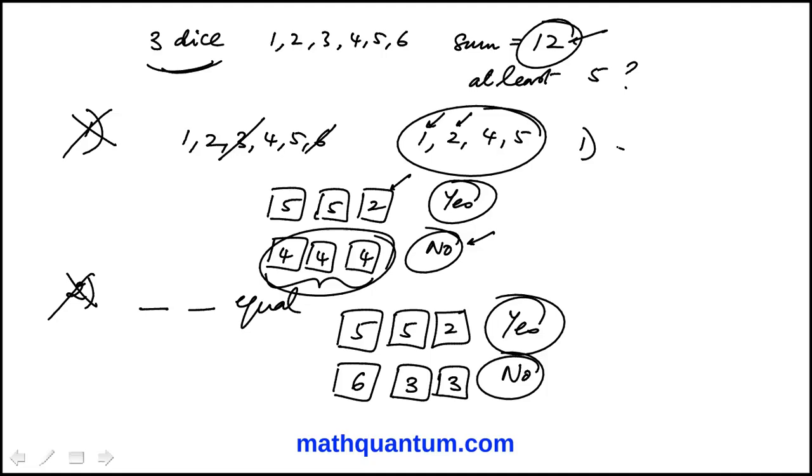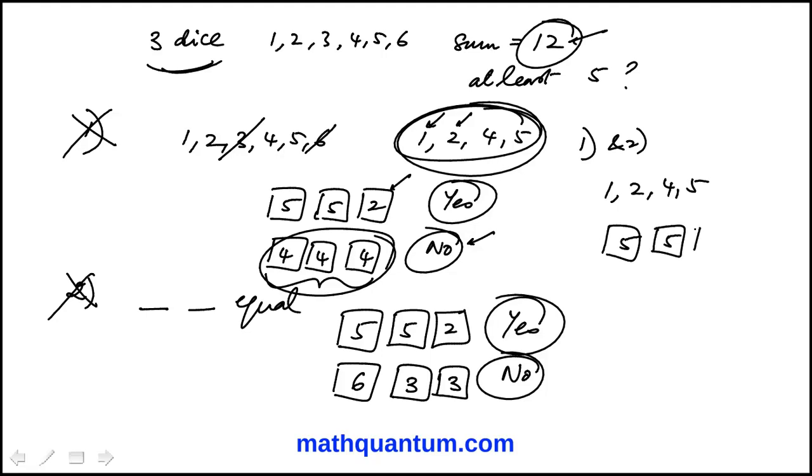Now if I combine 1 and 2, I know that I have to choose between 1, 2, 4, and 5. I also need the sum to be 12. So again, I know 5 and 5, 10, 12. This example would work. That would be a yes.